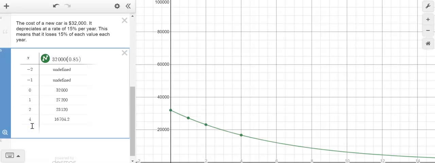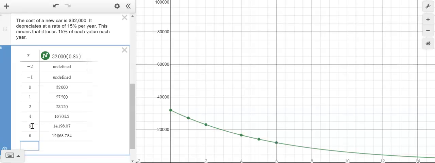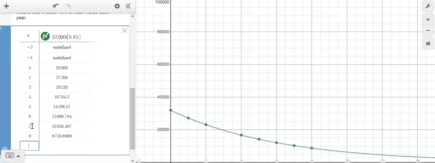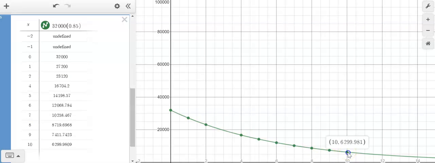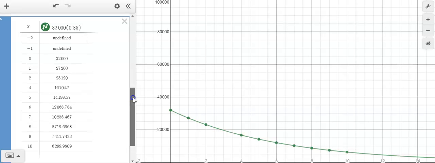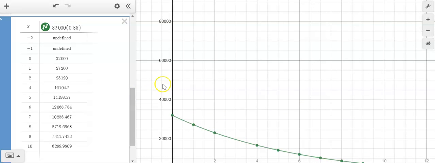Just adding it each year, 5, 6, 7, 8. And I can see these values here on the graph as well. So in 10 years, it'd be just a little over $6,000. All right, that's it. Just a nice way to model your exponential values. Good luck, and we'll see you next time.